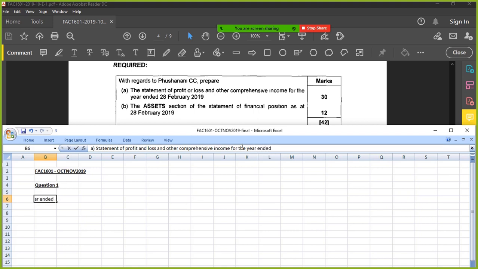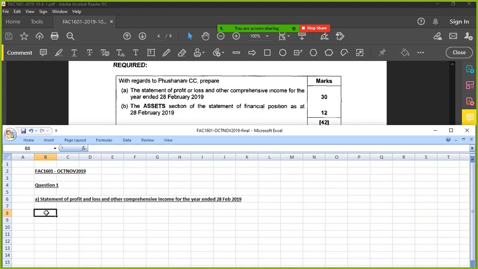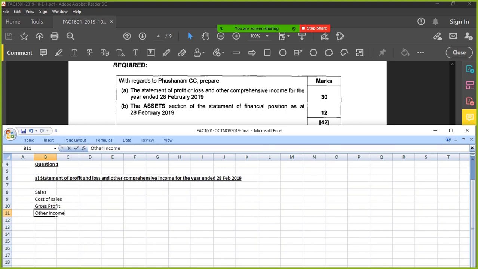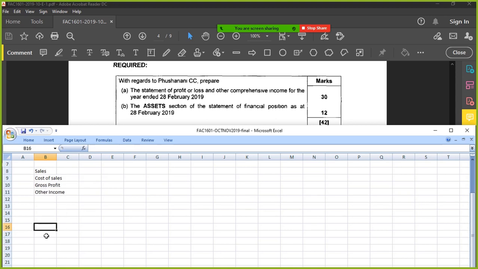Okay, so A, what's the year end? 28 Feb. Okay, there we go. And then just in terms of disclosure, obviously you're going to have sales, cost of sales, gross profit. Okay, I'm just going to group it as other income. Okay, and then other expenses.